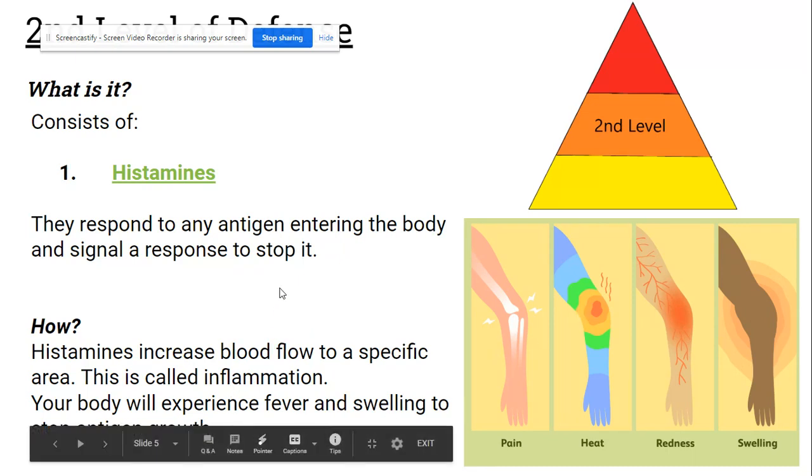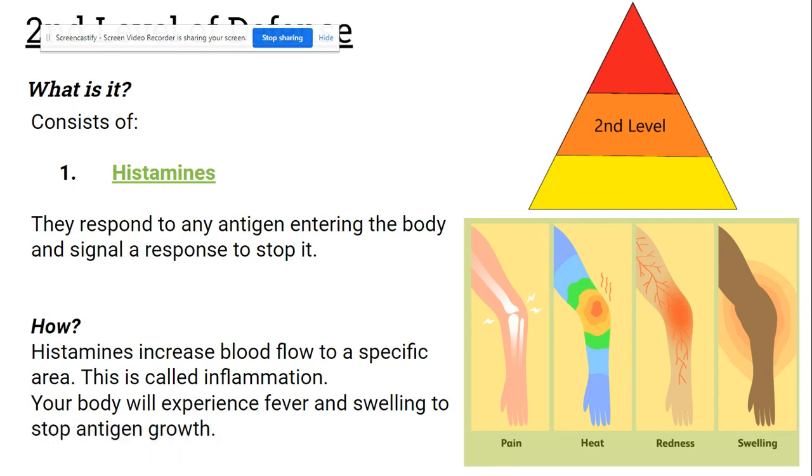They actually increase your blood flow to a specific area. For example, if you ever got a splinter and you didn't really notice it for a while until you felt it and it started to swell, your histamines were signaling your body to increase blood flow to that area. That's called inflammation. With inflammation, you're going to experience swelling, redness, heat, maybe a little bit of pain. What that is doing is alerting all these cells, bringing blood together so that it's all centralizing in this one area that receives the threat, the splinter, or whatever is going to happen.